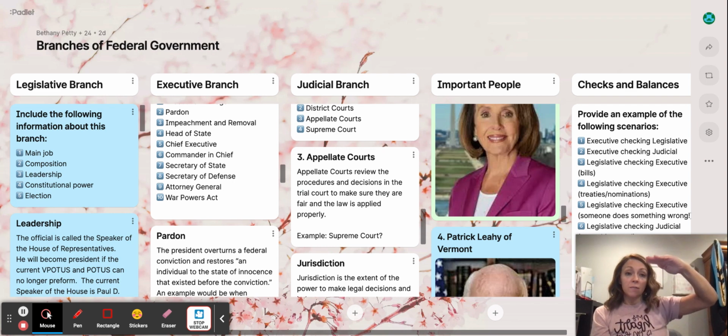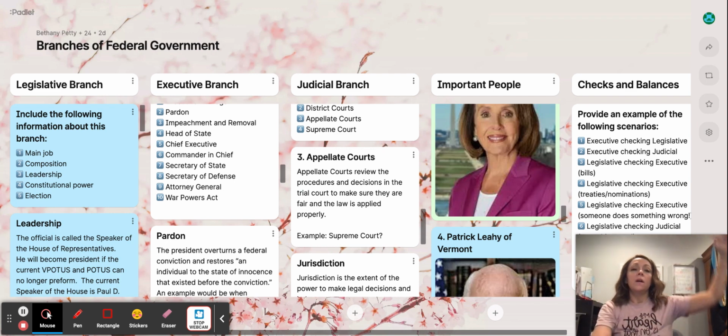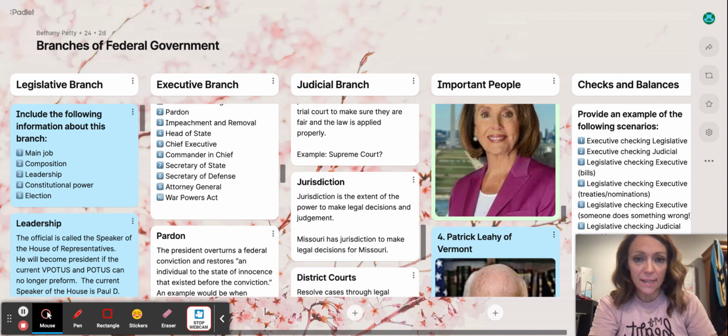Next, we have appellate courts. And the appellate courts are going to be the second level of the federal court system. So cases start out here at the district court. And if you don't like that decision or you want another court to hear that, then you can appeal your case to the appellate court. Okay, same thing with the appellate court as the district court. There are lots of different branches of the federal appellate court throughout the United States.